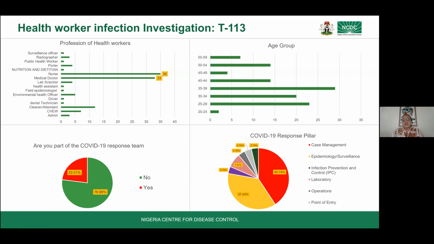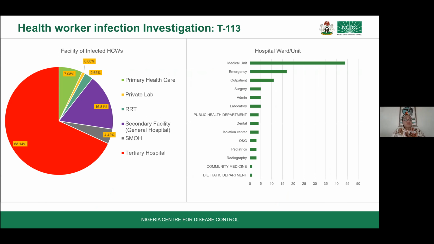And this age group directly mirrors what we have in the general population. But what we find very interesting and informative is that when we look at the pie chart on the right, we'll notice that 40% are in case management and 37% work in epidemiology or surveillance. So this already points to the fact that those who are involved in contact tracing, case management, and other surveillance activities appear to be affected largely. And this has implications for policy, and this has also helped us in developing actions that they need to take to prevent this.